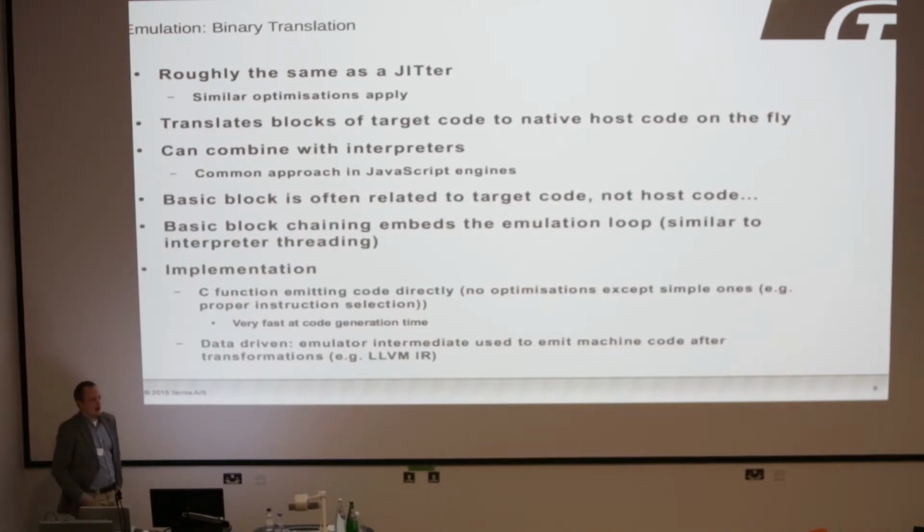Now, if you go to a binary translated emulator, it's roughly the same thing as a jitter. Similar optimizations apply, and there you translate a block of code of the target code into native host code on the fly. You execute this, and then hopefully it runs faster. Well, it should run faster because you don't have to do the decode and fetch stage for every instruction anymore.